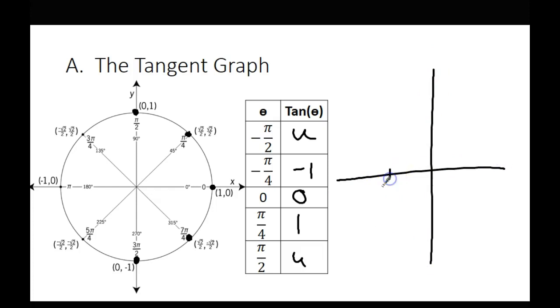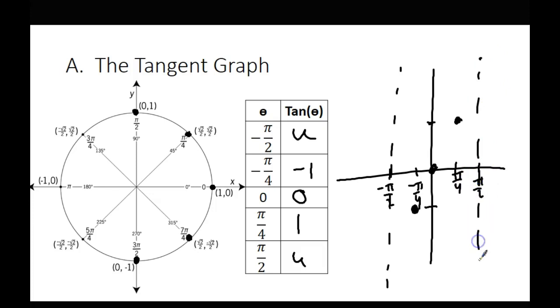Over here at negative pi over 2, notice it's to the left because it is a negative angle, right? We're undefined, so we have a vertical asymptote. At negative pi over 4, we're down at negative 1, like so. We'll just put that right about there. At 0, we're at 0, and then at pi over 4, we're up 1. And then finally, at pi over 2, we have another vertical asymptote.